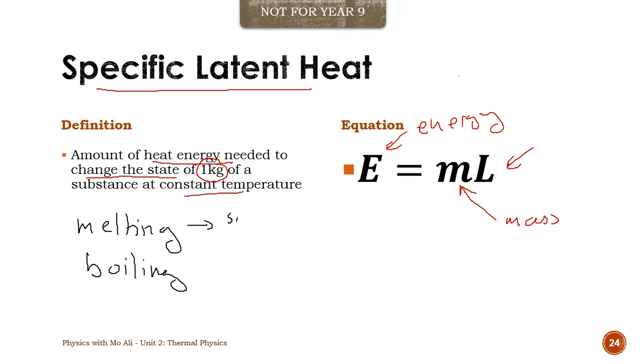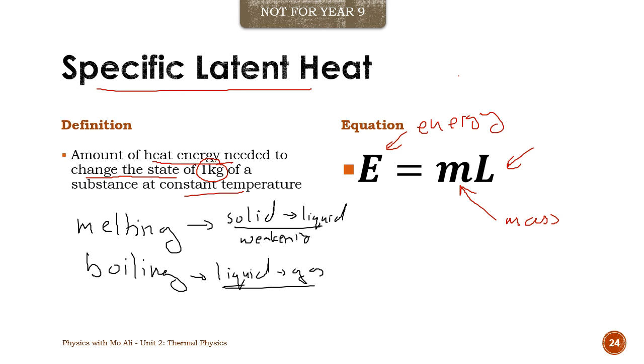Melting is the change in state from solid to liquid. Boiling is the change in state from liquid to gas. During melting, you are weakening the bonds. During boiling, you are breaking the bonds.